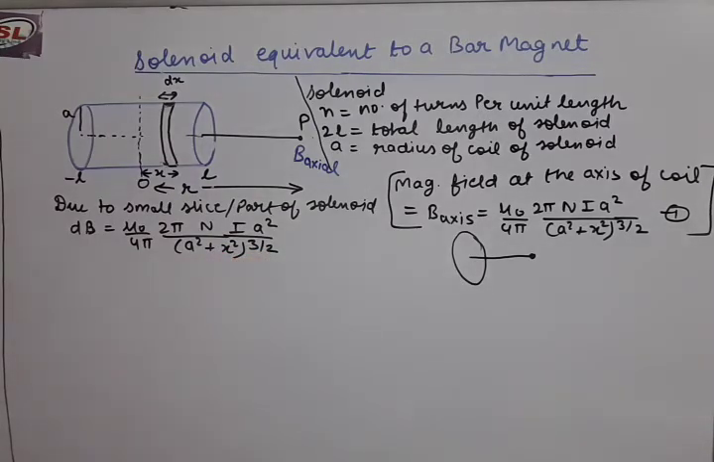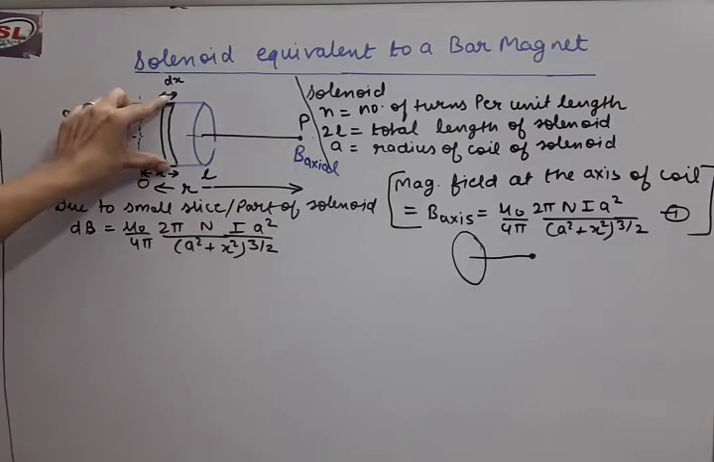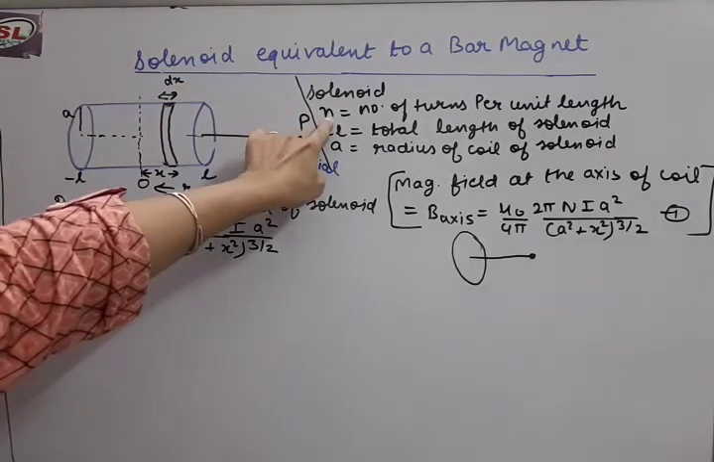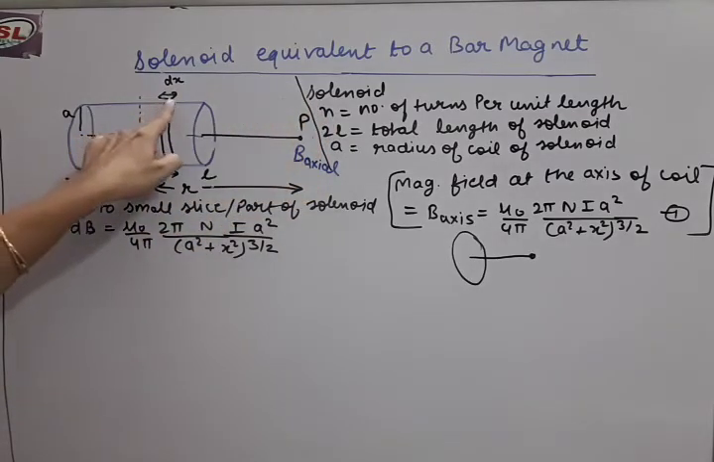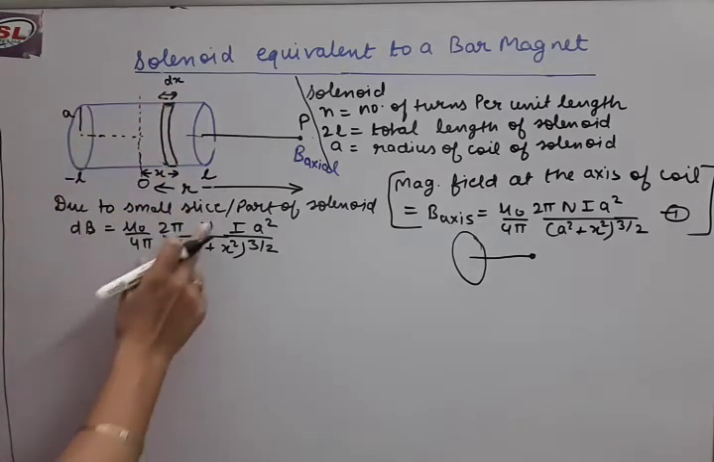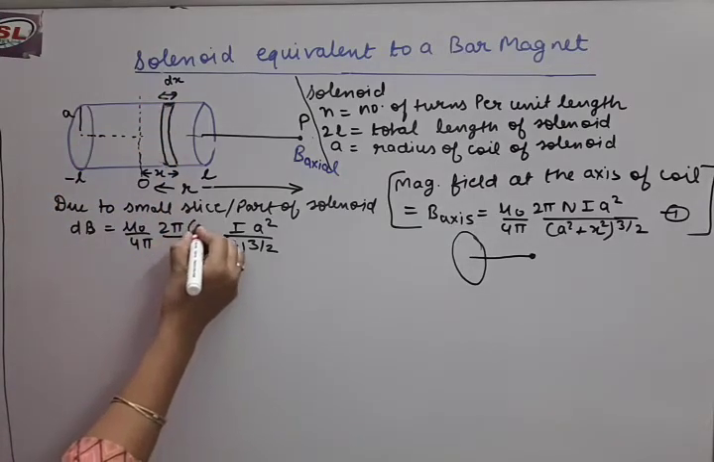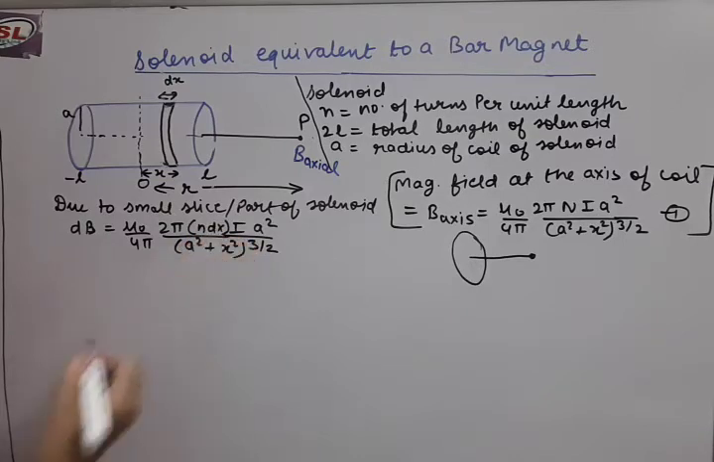Now some replacements we will be doing. First of all, this N is the total turns in this part. The number of turns per unit length is given by small n, and the length of this ring is dx. So the total turns I will replace: total turns will become n dx, that is n into the length of that part.